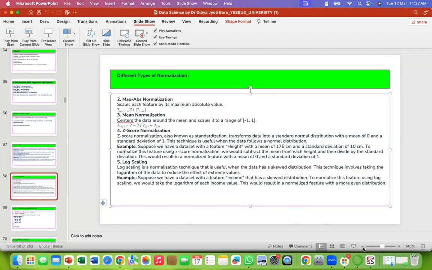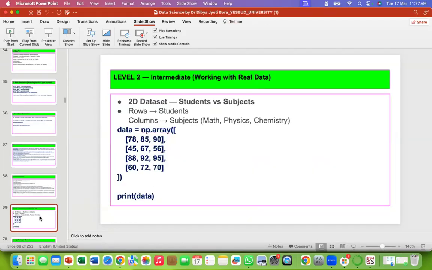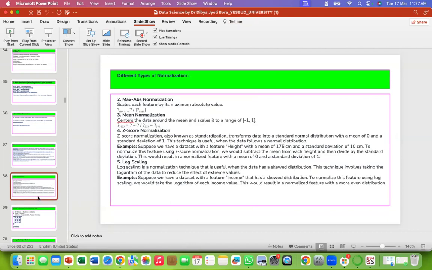All right. So after that, we will go for a 2D data set. But first you complete this part, show me the output, then we'll go for the next. Thank you.